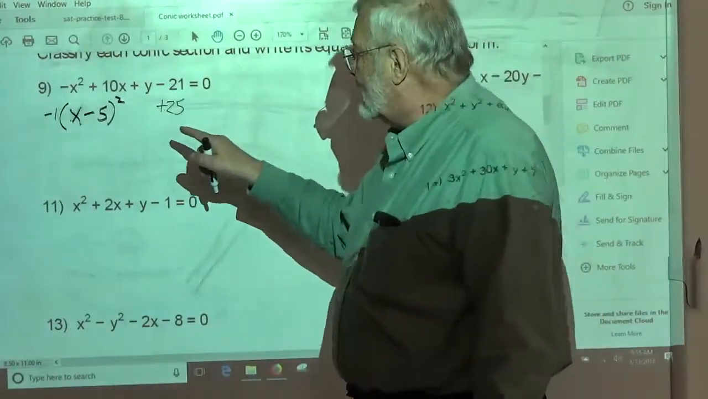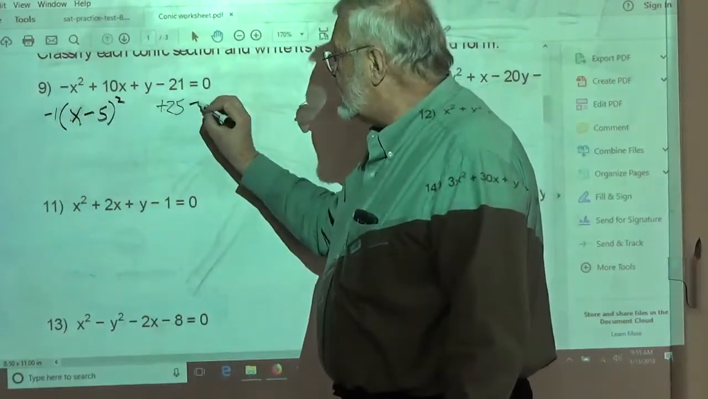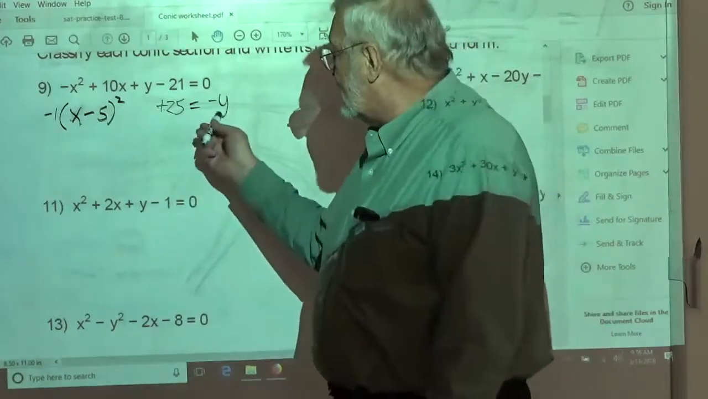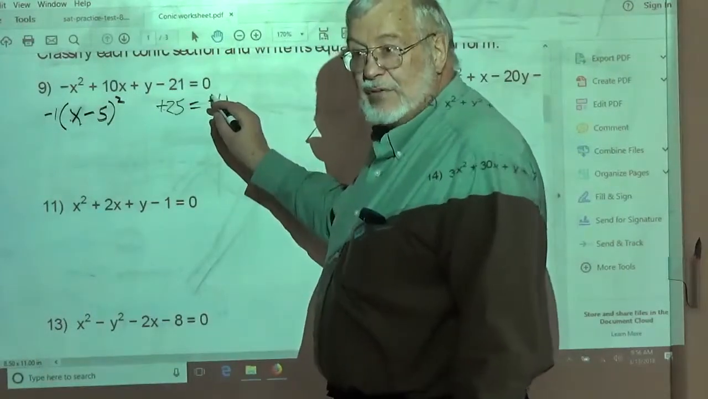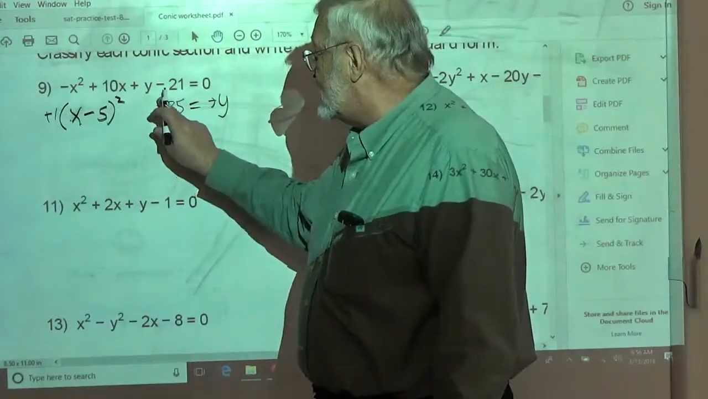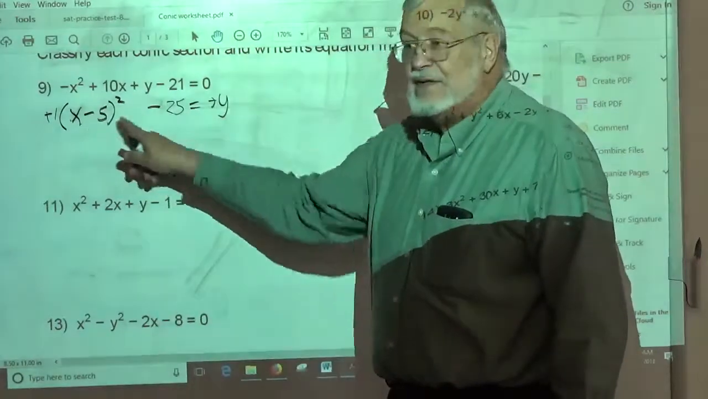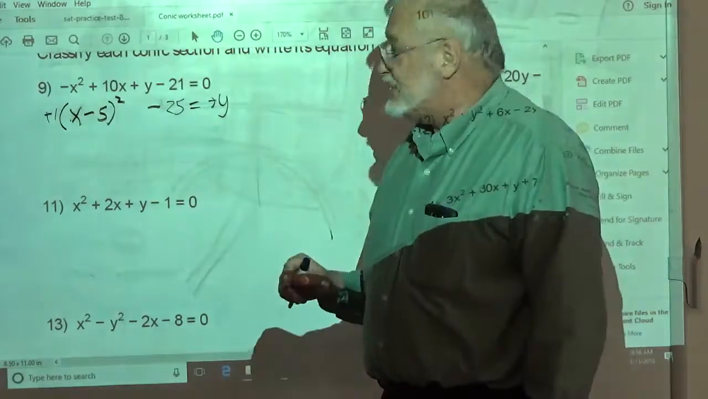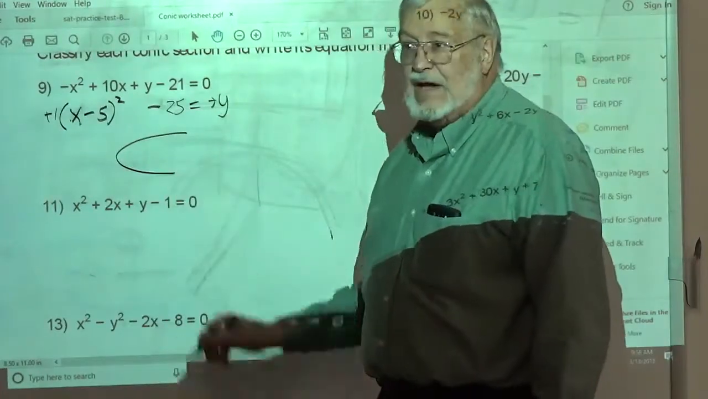Now, this has to go the other side. So this equals negative y. They're both negatives? Add them. How about multiply them by -1? When I do that, that becomes positive, but this becomes negative. Now, where's the center? Opposite, same. Is that 5? -25 is the center, and it's going to open along the x-axis this way.